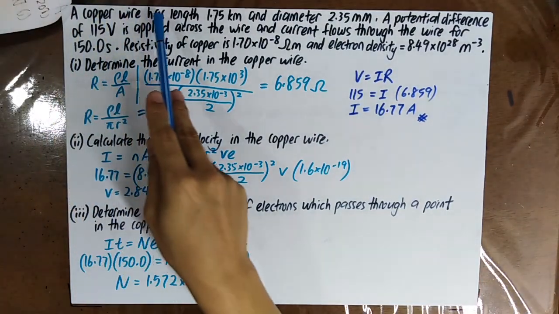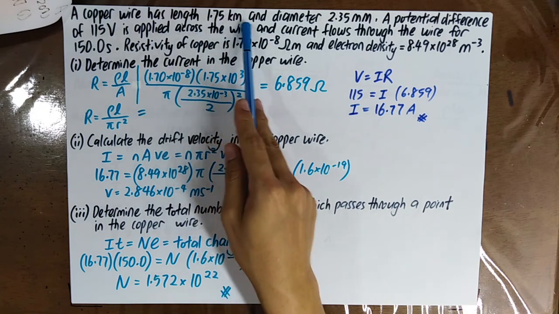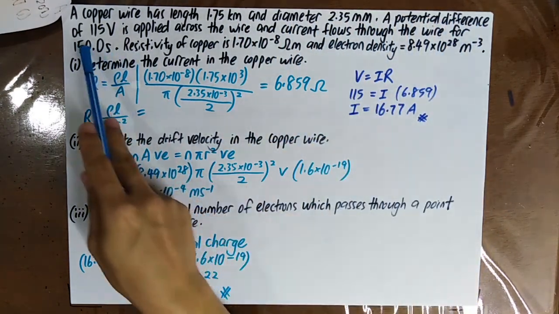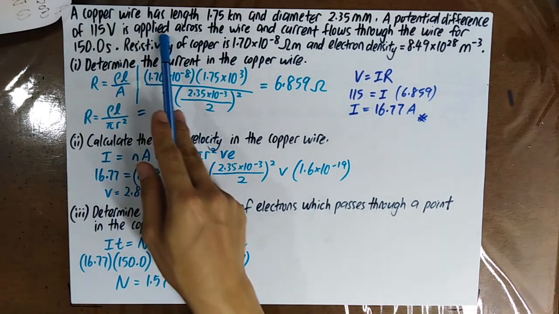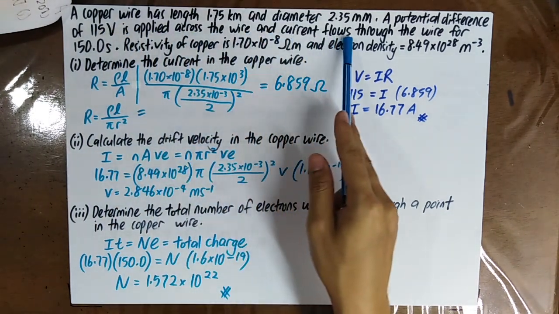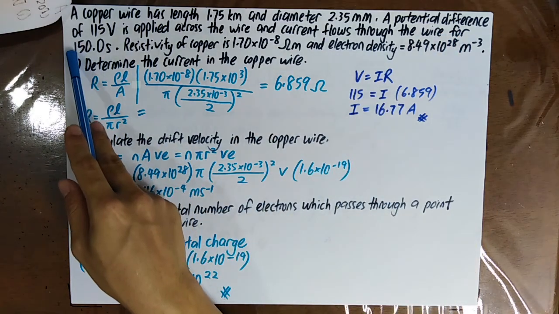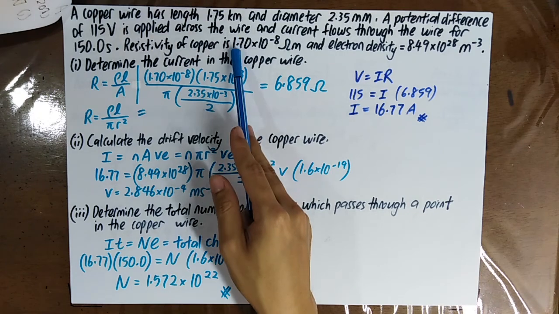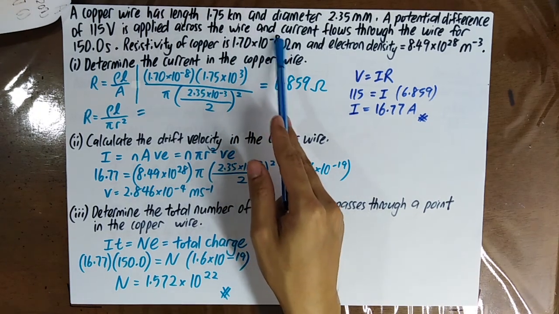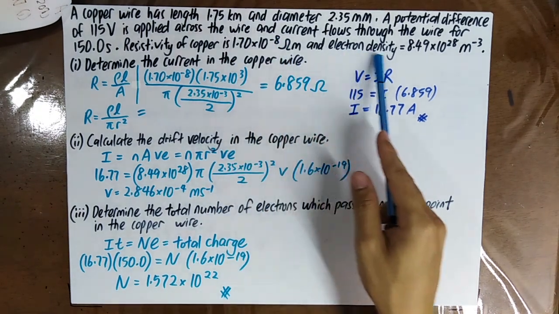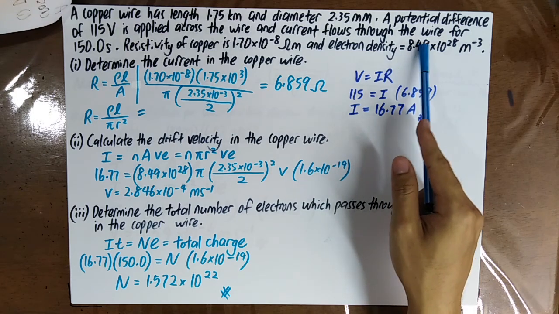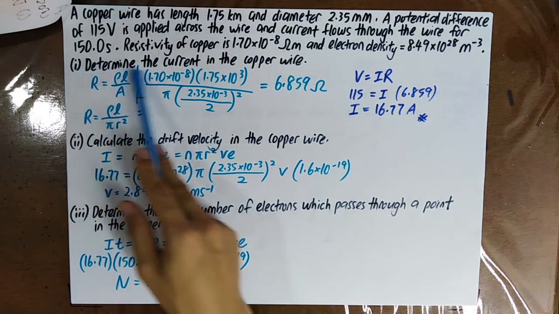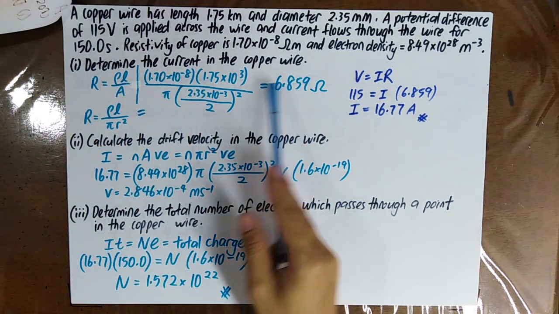A copper wire has length 1.75 km and diameter 2.35 mm. A potential difference of 115 volts is applied across the wire and current flows through the wire for 150 seconds. Resistivity of copper is 1.7 times 10 power negative 8 ohm meter and electron density is 8.49 times 10 power 28 per meter cube. Determine the current in the copper wire.